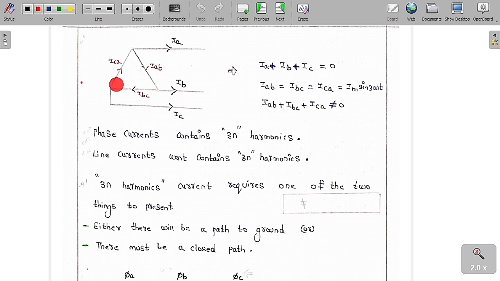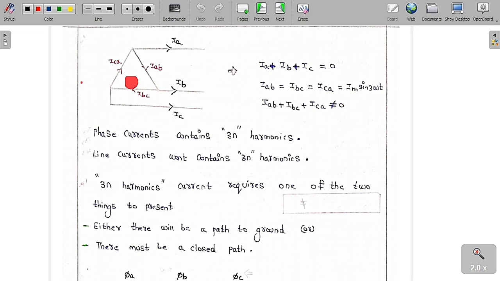Whereas for the phase currents, now you see the phase currents, this is IAB, IBC and ICA. So IAB is equal to IBC is equal to ICA is equal to Im sin 3 omega t. So IAB plus IBC plus ICA is not equal to 0. If you add all these things, it will never be equal to 0.